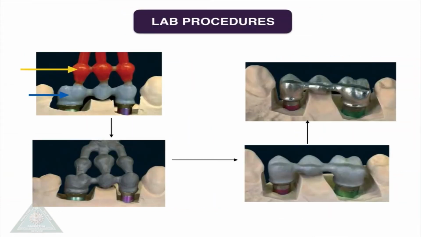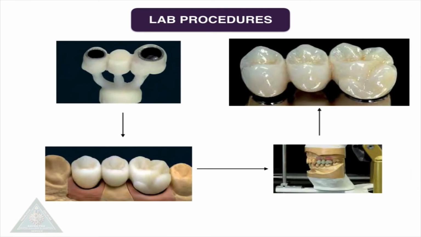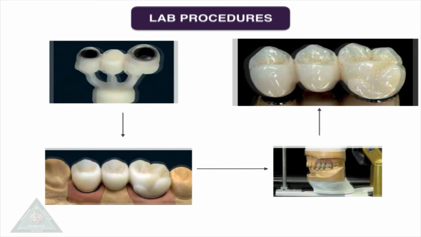Now the lab procedures. So first we need to create a wax pattern. As you can have a look at the blue arrow, this is the wax pattern. At the top of it, the yellow arrow which is pointing is the sprue. So once we are done with it, we need to cast it. And after casting, we need to trim and polish the metal. Once this is done, we need to build up the ceramic, polish it and then have a look at how it looks in the patient's mouth.